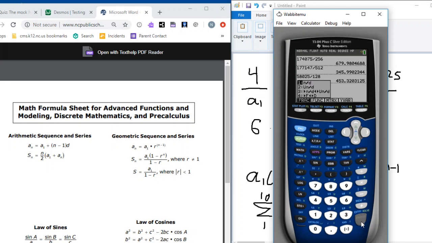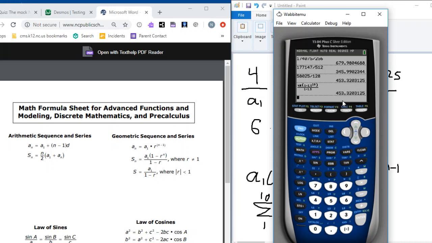Alpha y equals A1 is 4 times 1 minus r, which is 1.5, to the n, which is to the 10th power, over 1 minus r. So that's going to be 1 all over 1 minus 1.5. Plugging in all those values, that gives me the same value. Because that gives me the same value, I have two methods: just plugging directly into the formula or using the sigma notation in Desmos.